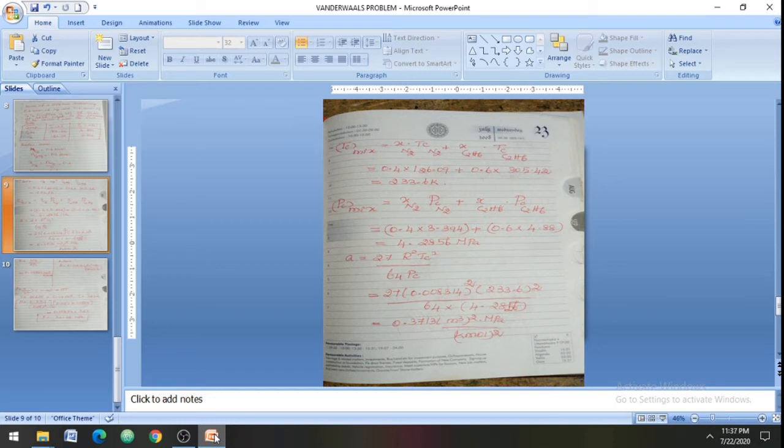So we want the a value, a and b. For a, we already have the equation: a is equal to 27 R square Tc square divided by 64 Pc. If you want this formula, refer to my lecture, Van der Waals equation derivation. From the derivation you take this formula, small a is equal to 27 R square Tc square divided by 64 Pc. Here capital R is known, it is a constant value.